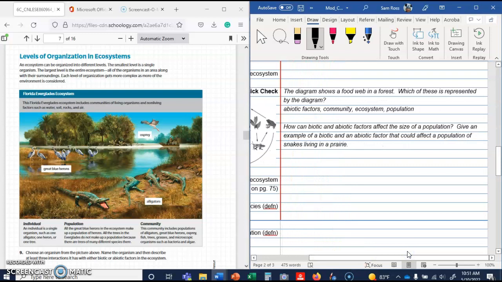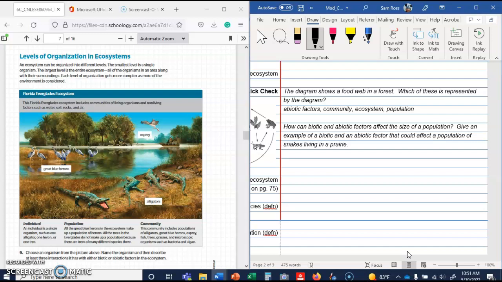And then we have: how can biotic and abiotic factors affect the size of a population? Give an example of a biotic and an abiotic factor that could affect the population of snakes living in a prairie. Okay, so there are actually three different parts to this, and I'm going to go ahead and say them.